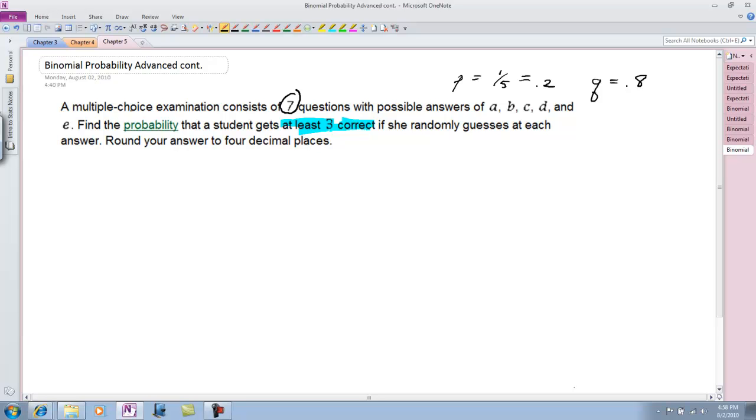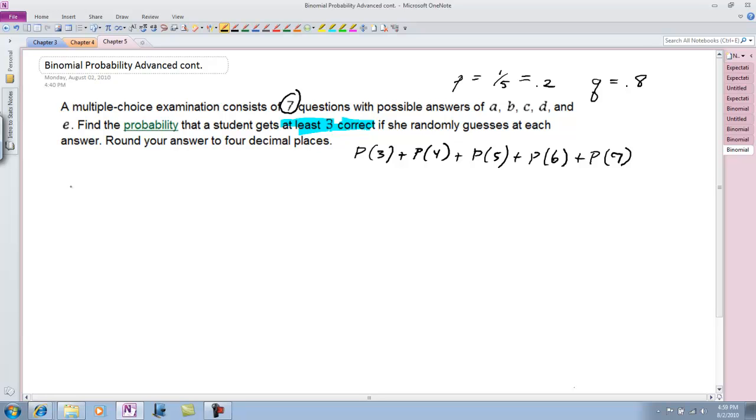To get at least 3 correct, you could get 3 correct, you could get 4 correct, you could get 5 correct, you could get 6 correct, you could get 7 correct. Well, that's a lot of things to calculate. 1, 2, 3, 4, 5. So you can save a little bit of time here if, instead of calculating the probability of at least 3, you calculate the probability of not at least 3 and subtract it from 1.